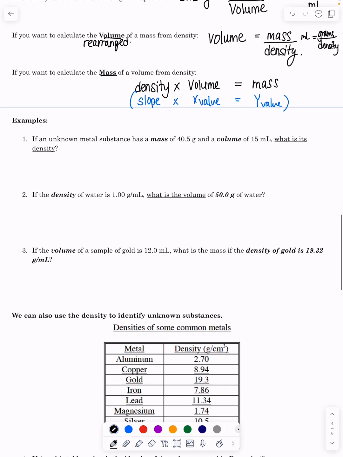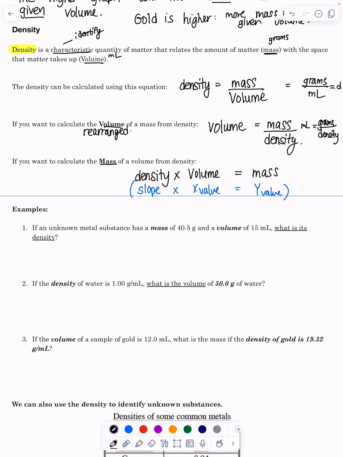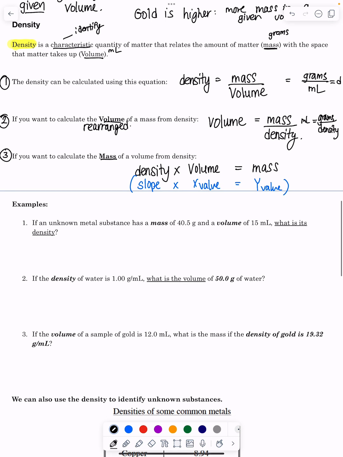Let's do some practice here. I'm going to set you up. I'm going to tell you which equations to use, but you're going to do the calculations on your own and then check with me. So we're going to be using these three equations. I'm going to label them as 1, 2, or 3. So question 1 says, if an unknown metal substance has a mass of 40.5 grams and a volume of 15 milliliters, what is its density? You're going to use this equation. If I want to get density, I'm going to take the mass and divide it by the volume. So your mass is your 40.5 and your volume is your 15.